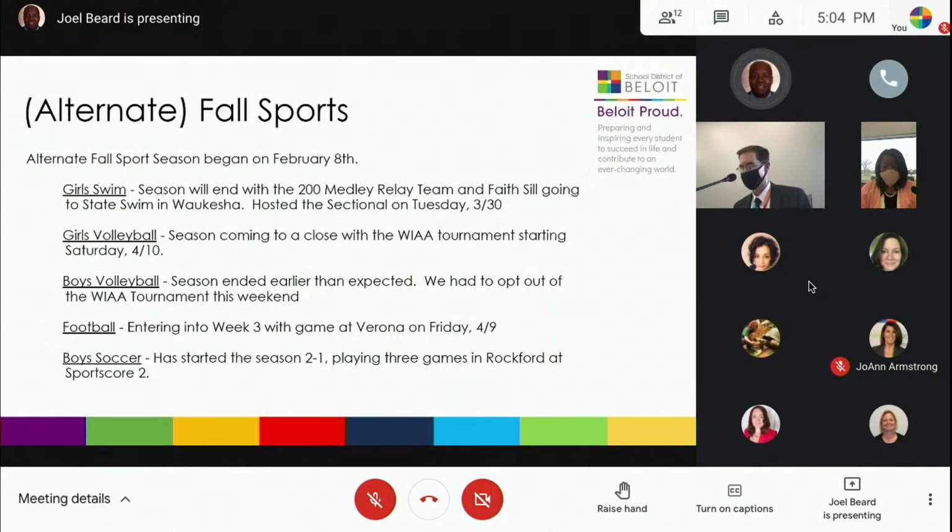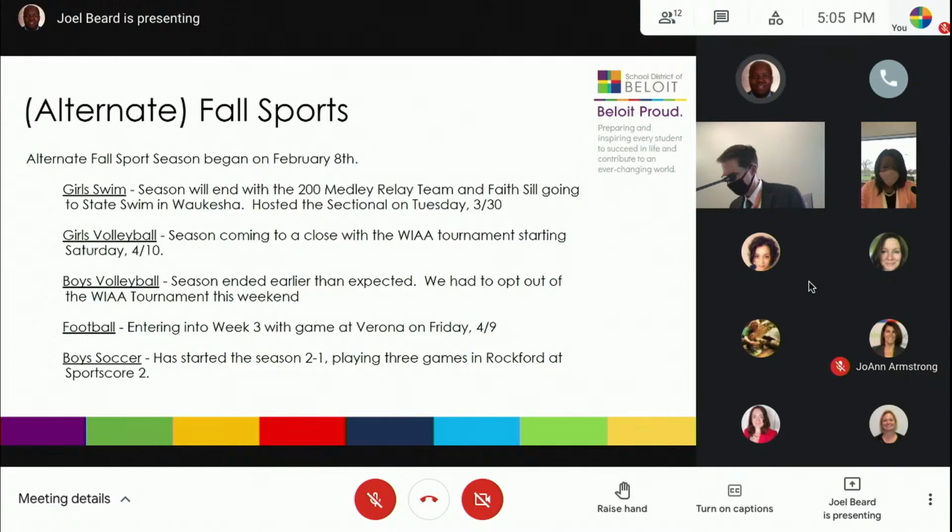To start, summing up our alternate fall sports, the season obviously began February 8th. Girls swim season is complete. They finished last Tuesday with their state meet in Waukesha South. We had a great turnout. Our 200 medley relay team qualified for state and finished 13th in the state. Faith Still finished 2nd in the 100 backstroke and 3rd in the 200 breaststroke, I believe. So she did extremely well. The team did extremely well and represented Beloit Memorial to the fullest, and I was really proud of them.